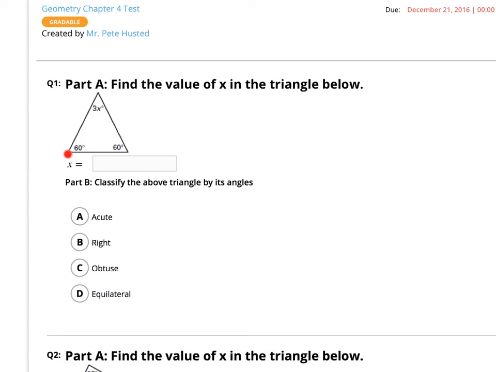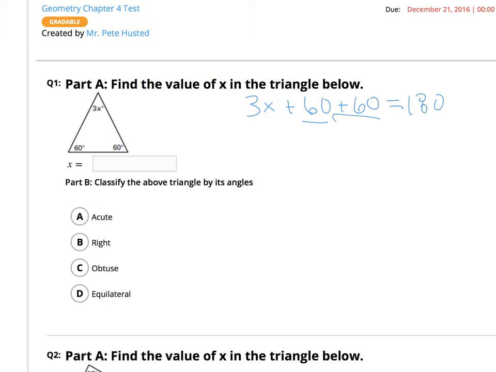Okay, 60 degrees, 60 degrees, and 3x are the 3 angles of the triangle. So remember there's 180 degrees, so you're going to want to go 3x plus 60, whoops, not 66, plus 60, plus 60 equals 180. And solve for x from there. Remember, you've got like terms to combine here first. Okay? Solve for x and make sure you type in your answer.